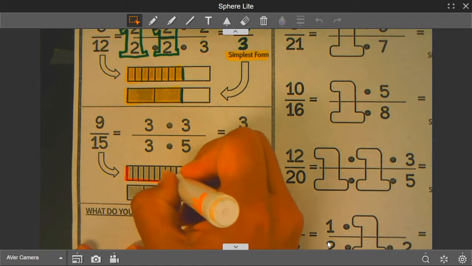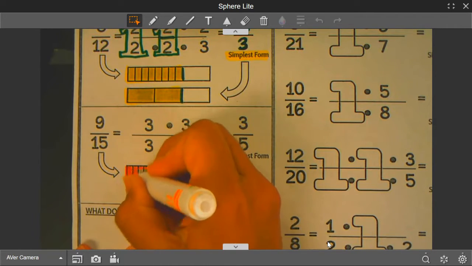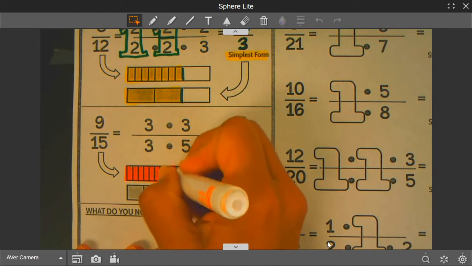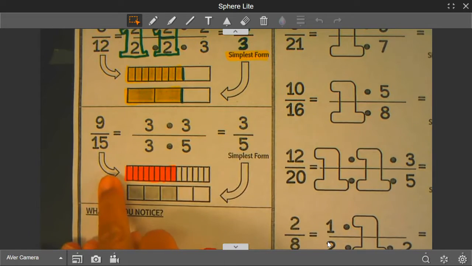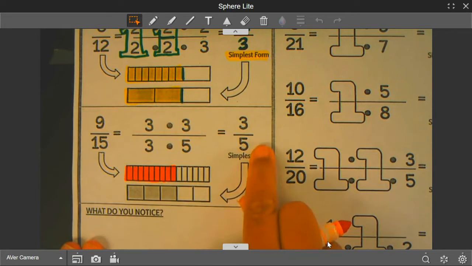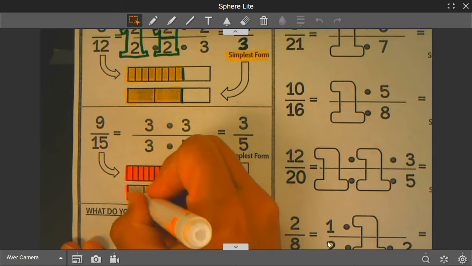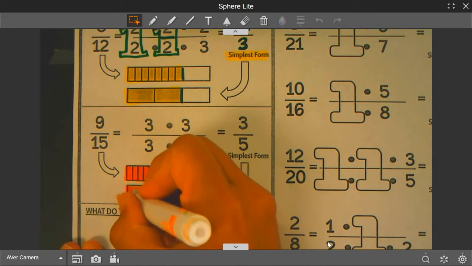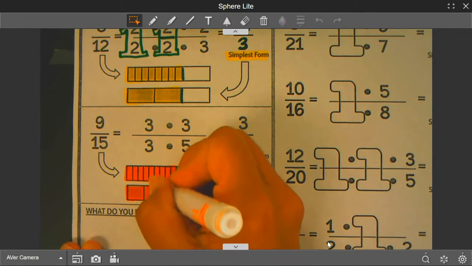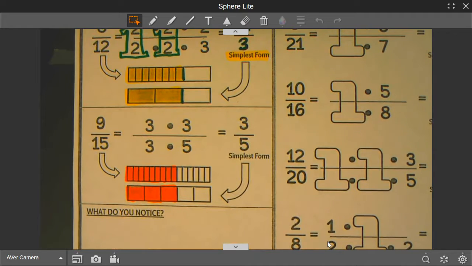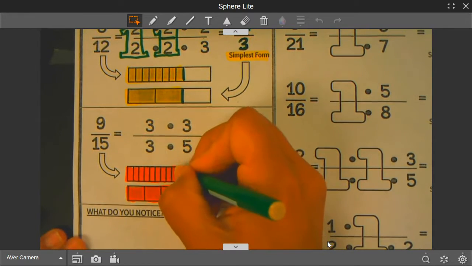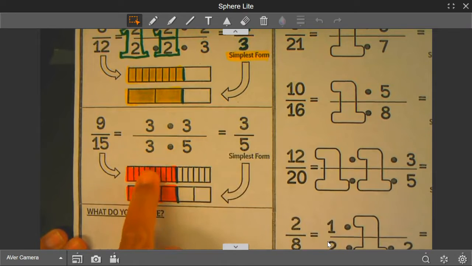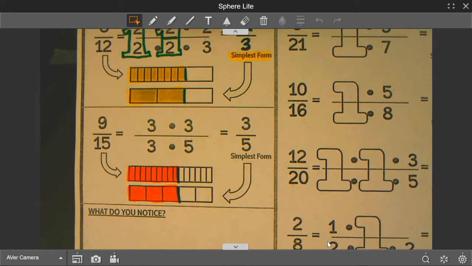We have 9/15. And here it's saying that it is equal to, so it is equivalent to, 3/5. All right, so using our diagram, we can see that the same amount is shaded. So those are equivalent. Now let's take a look at the math.